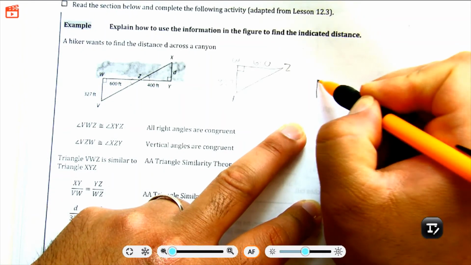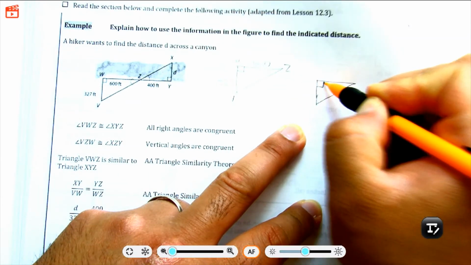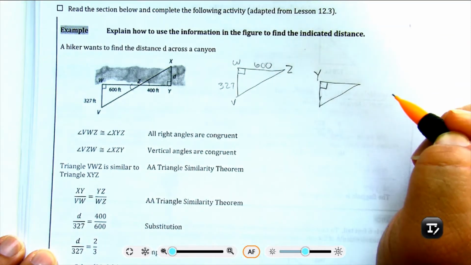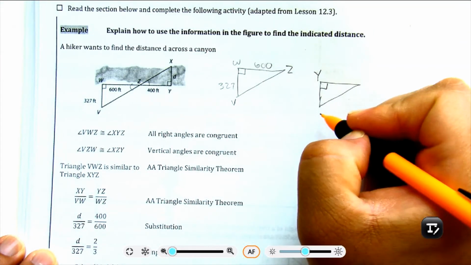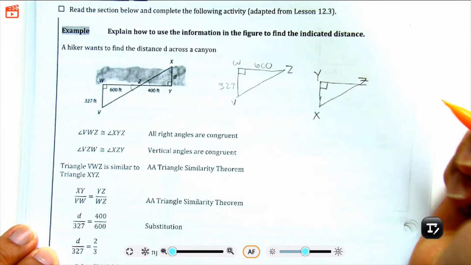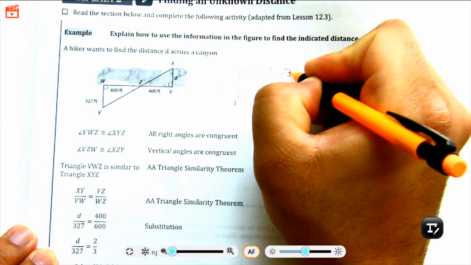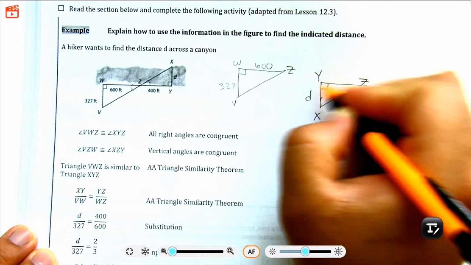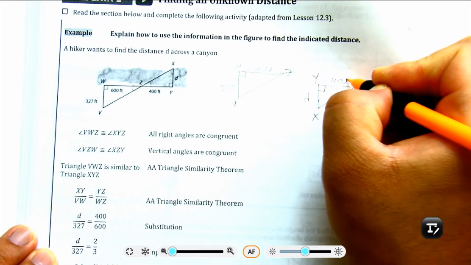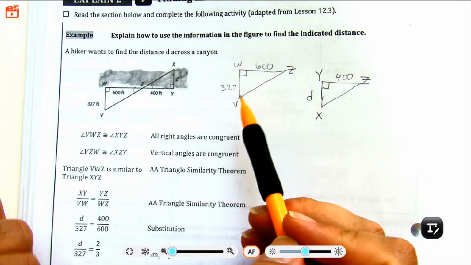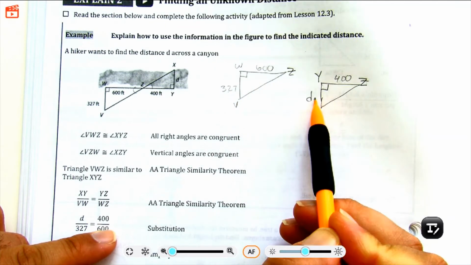So let me draw that one. Again, we have the right angle. The right angle is Y. And then this is going to be X, and then this is going to be Z. So XY is D, and then YZ is 400. So now these two triangles look exactly the same, and now I can create my proportion. I could say this side over this side is equal to this side over this side.